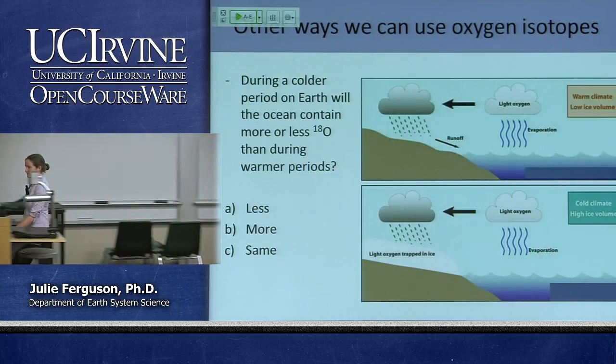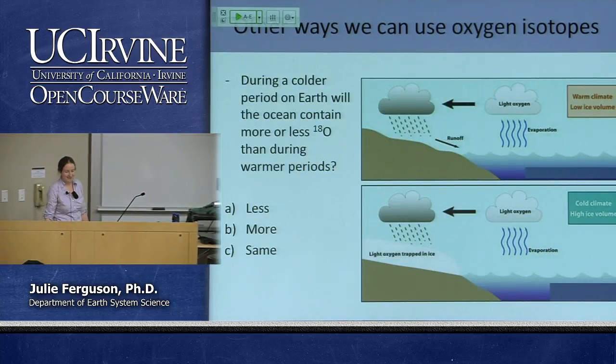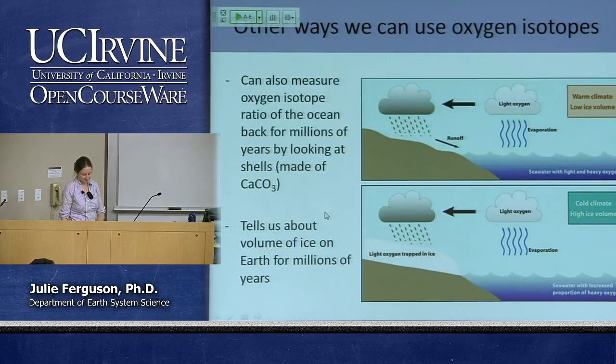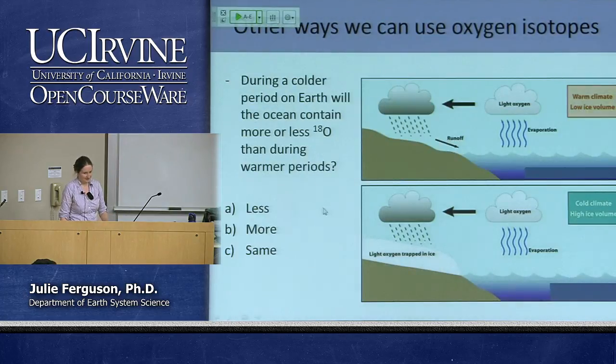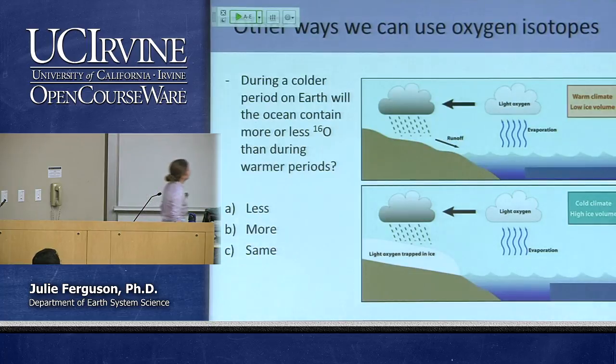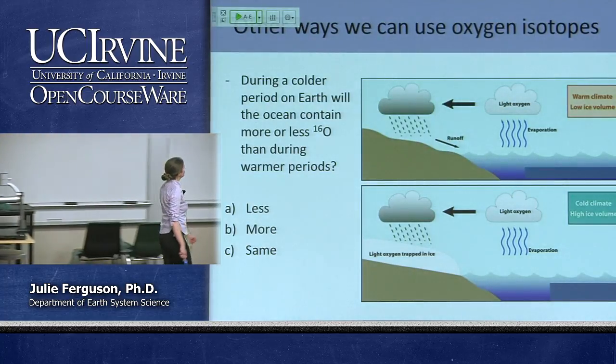So, if you look at my little diagram, what does it say in the bottom here? The oxygen 16 is trapped in the ice. So how much is the ocean going to have more or less oxygen 18? I think I might know what the problem is here. If I change this to oxygen 16, is that any easier? No? Okay. Fair enough. Okay, so let's think about this.